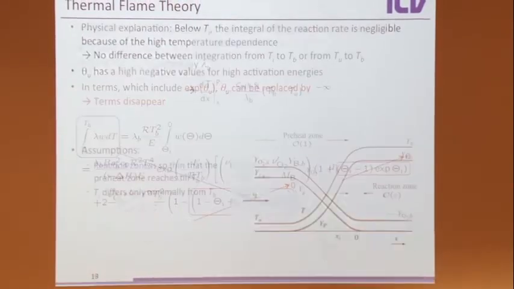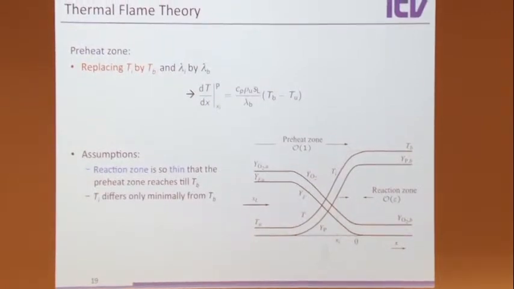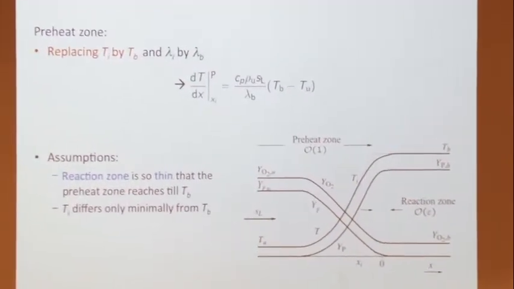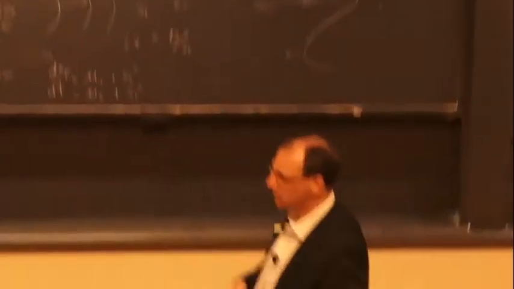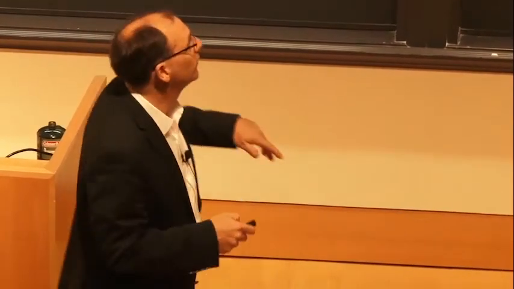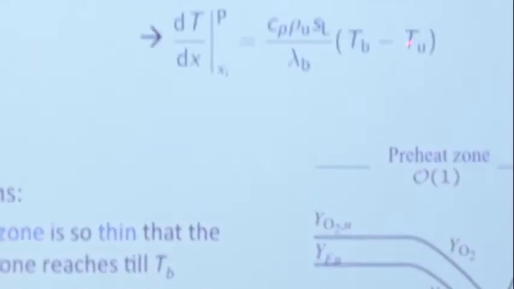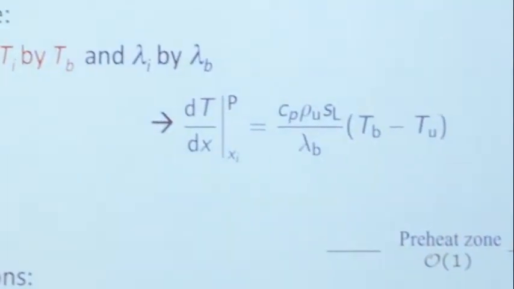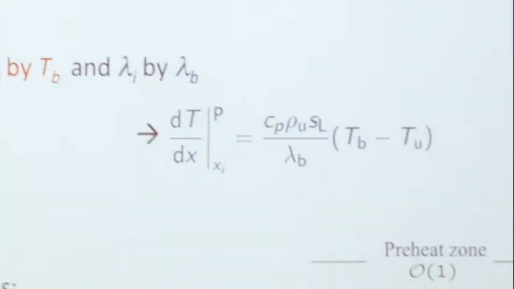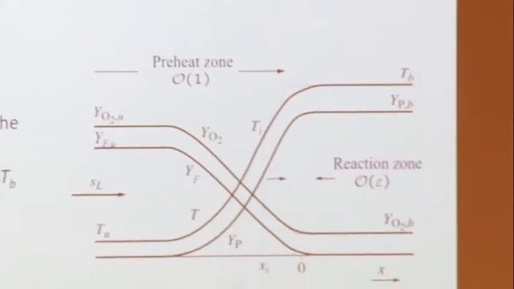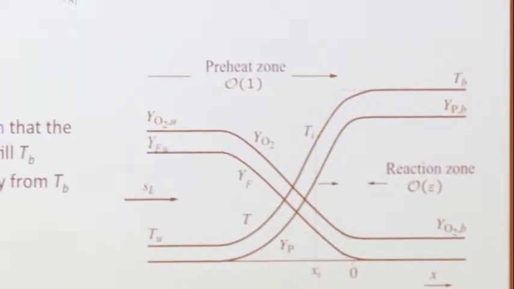And the left-hand side we can also approximate. Now, in the preheat zone, we can replace T_I by T_B. In the reaction zone, we replaced T_I by T_U because we're talking about the exponential of the temperature. In the preheat zone, the solution has this thing here, T_I minus T_U. But for large activation energy, T_I is actually very, very close to T_B. For infinite activation energy, they would be almost the same.